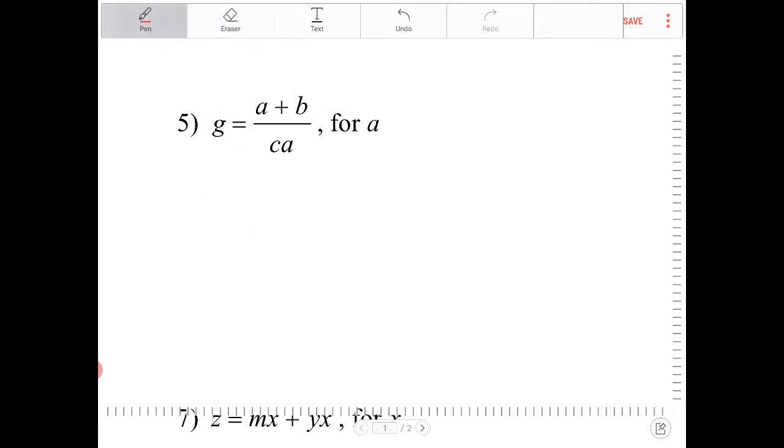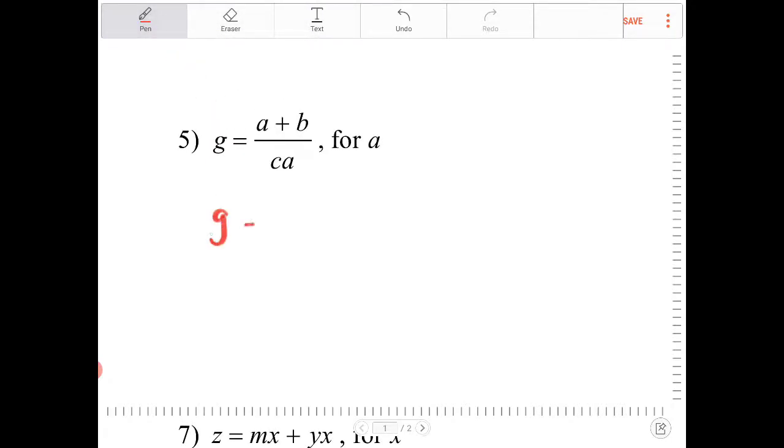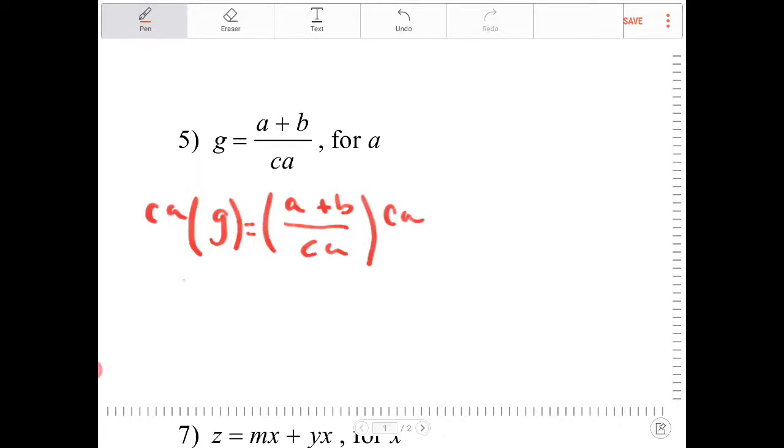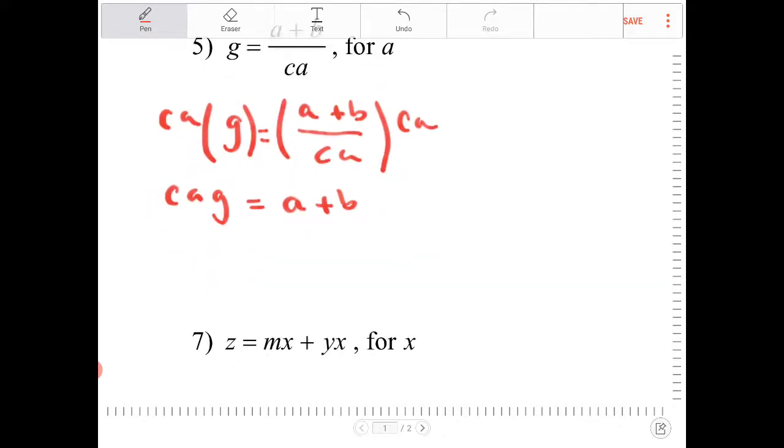Actually, let me just go. I'm going to multiply both sides by CA. I'll rewrite everything because I don't have enough room there. So I'll end up with CAG is equal to A plus B, because the CA's on the right will cancel. Now I have A's on both sides. I need to bring over everything that has A. So I'm going to subtract A from both sides.